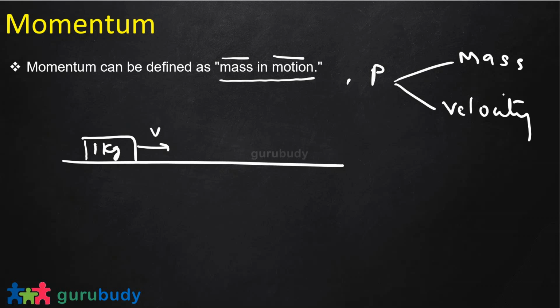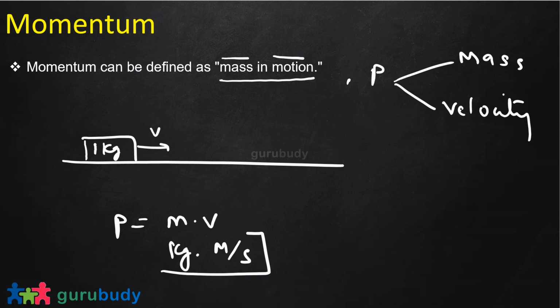The way to calculate momentum is pretty simple. It's basically the product of mass and velocity. So whenever an object has a mass and it is in motion, we say it has momentum, and we can easily calculate it by multiplying mass with velocity. Now, based on the definition, the SI unit of momentum is what? The SI unit of mass is kg, velocity is meter per second, so the SI unit of momentum is kilogram meter per second.